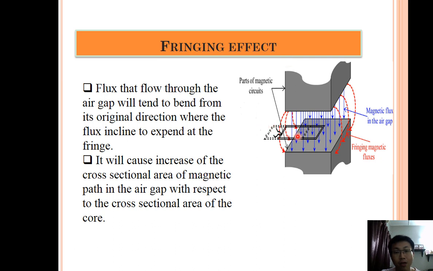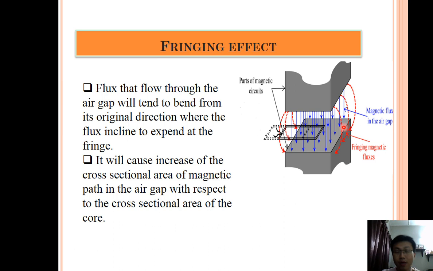Parts of the magnetic circuit. So when I have a material, something slotted inside here, actually it's a movement from this one to the solid line one. It will cause an increase of the cross-sectional area of the magnetic path in the air gap with respect to the cross-sectional area of the core. So if we go back to here, the common area, for example, is only the blue color side. If we don't talk about the fringing effect, all the fluxes will pass through only the blue color. But if we consider the fringing effect, the area will expand until the red color side.